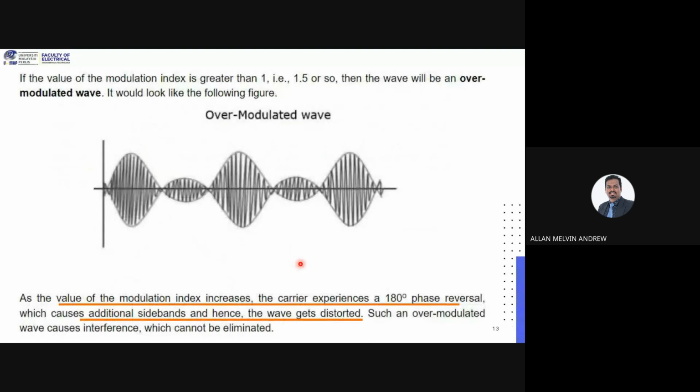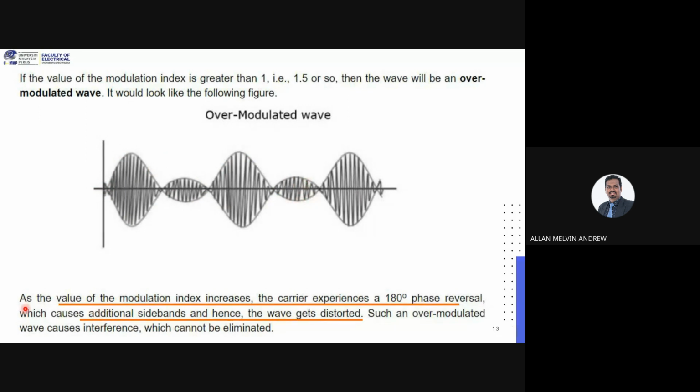There can be an instance where an over modulated wave is formed. This happens because the modulation index is greater than 1. So let's say it's 1.5. Then you will have an over modulated wave. Meaning there will be something like this. The wave is actually like this, so it goes down and goes like this. But you can see it's overlapping with each other.